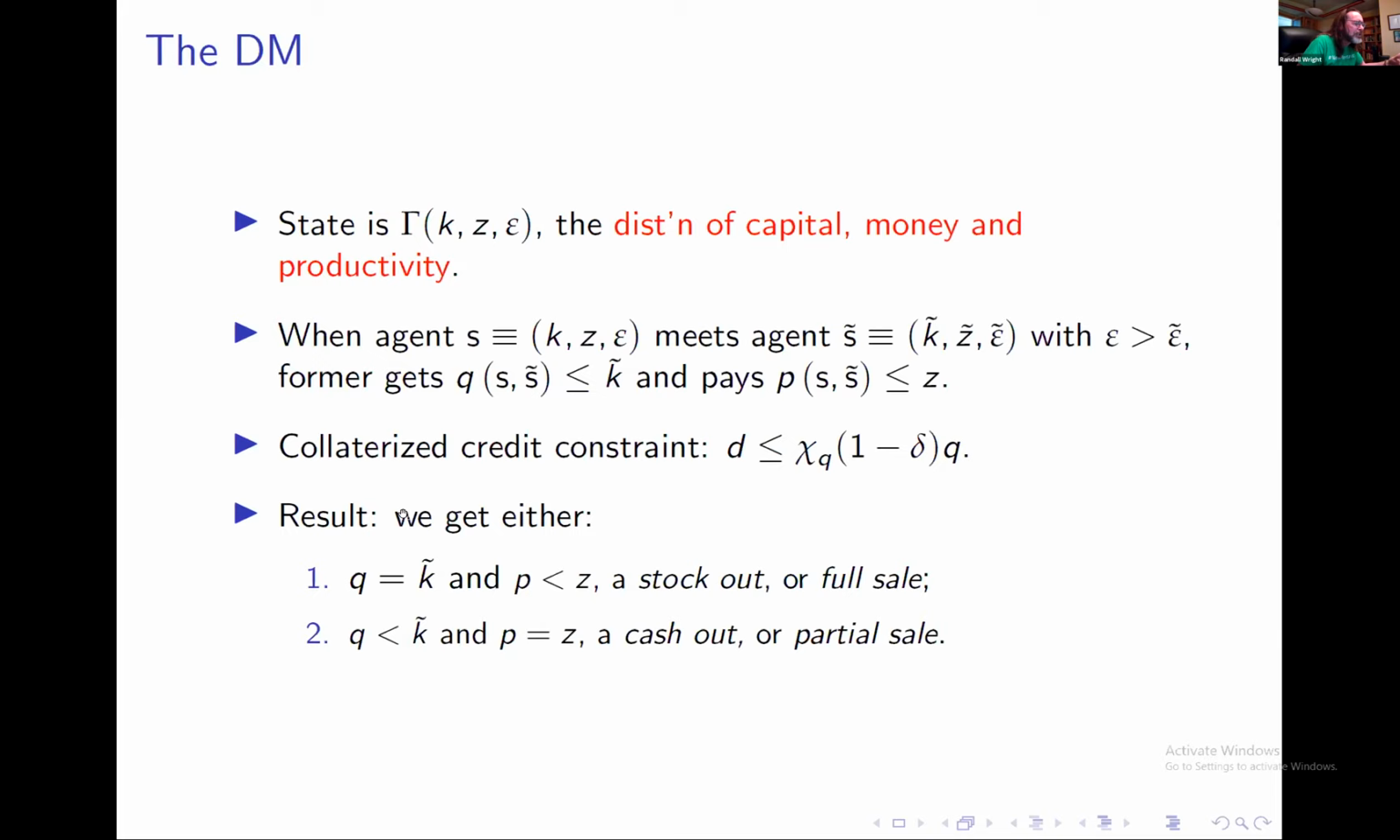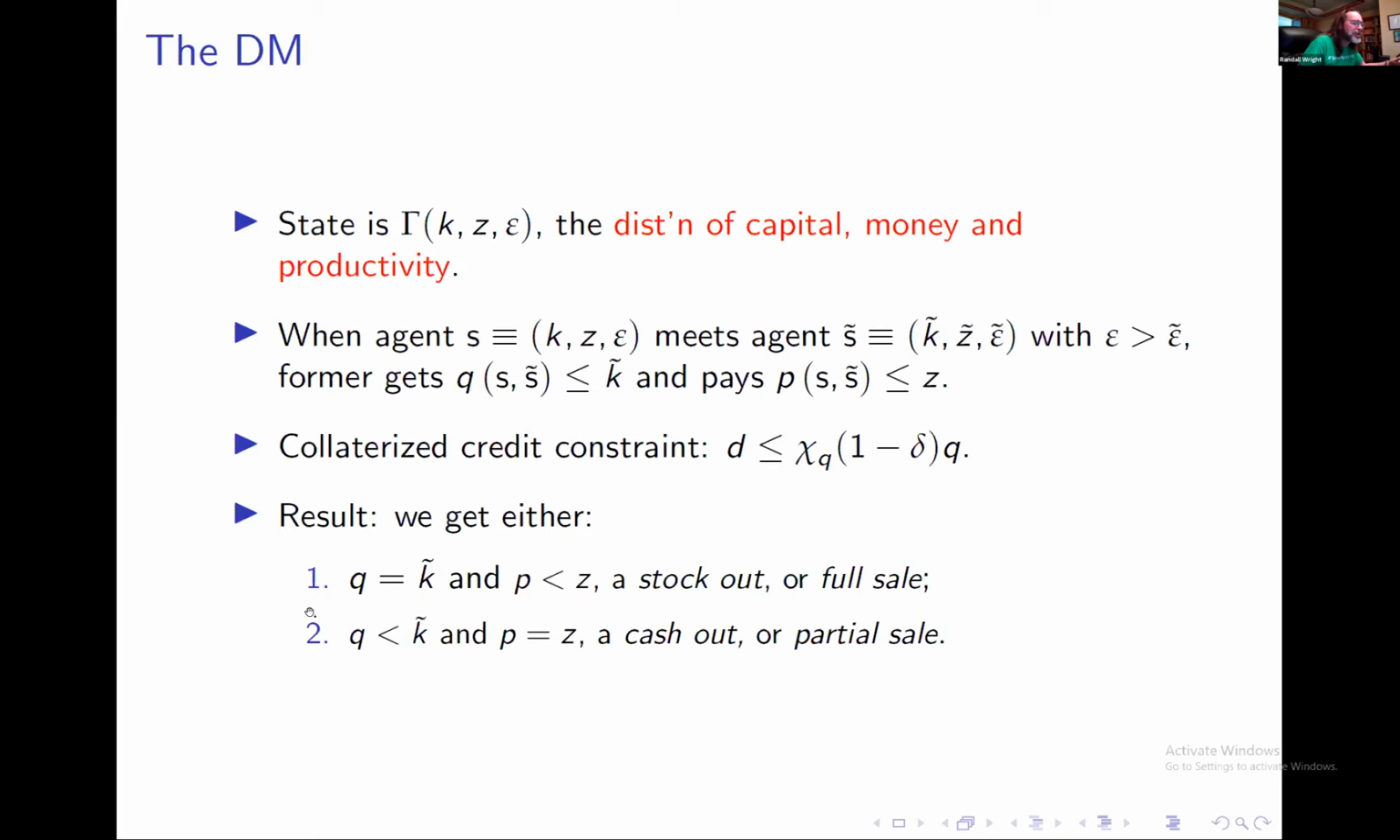Here's the key result. You might think it's going to be a big mess, but this result, although maybe it's obvious, is very important. There's only two possibilities. Either a stock out, where I buy all your capital and I pay some amount over and above my credit limit in liquid assets. Or a cash out, where I pay everything I can, my liquid assets plus my debt limit, and I get some fraction of your capital.